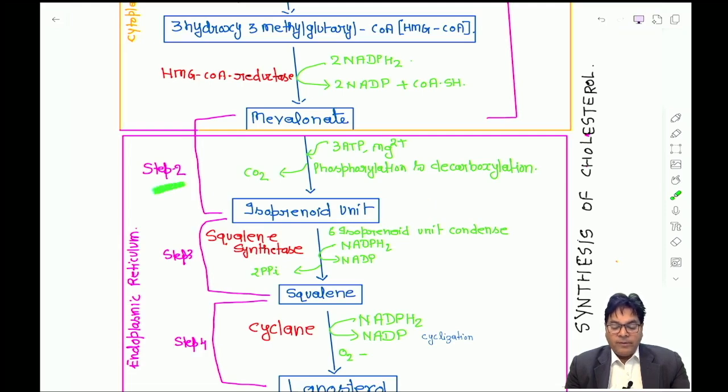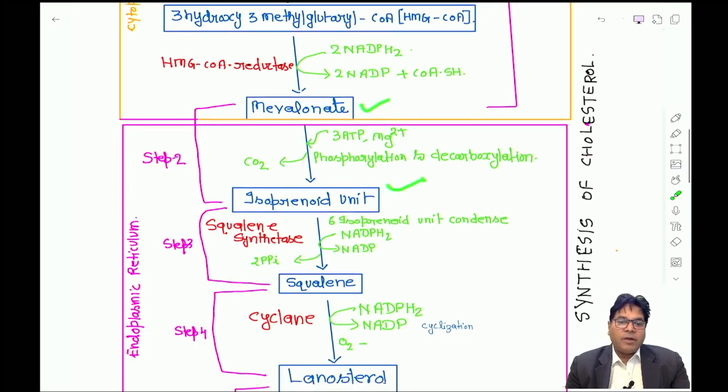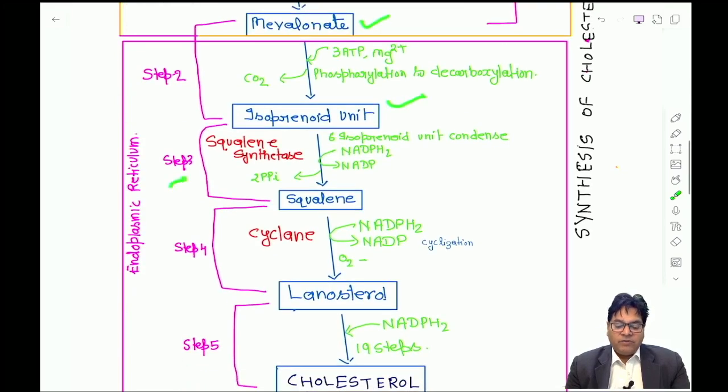This is step 2. Here, 3 molecules of ATP along with magnesium ions are used, and CO2 is released. Phosphorylation and decarboxylation of intermediate substances take place, and that's why in the final step mevalonate gets converted into isoprenoid. In step 3, we have the formation of squalene.